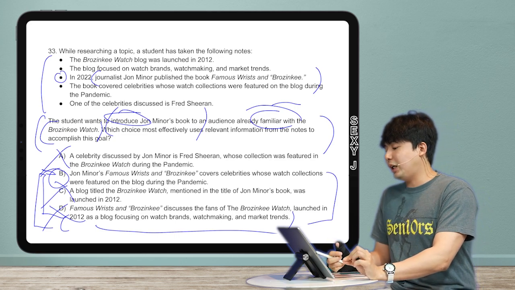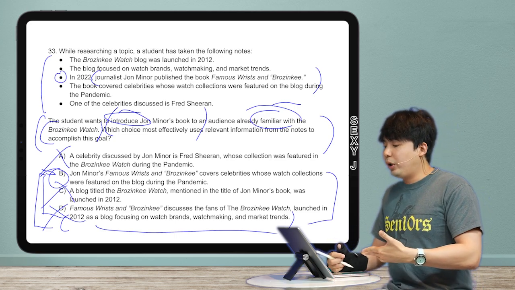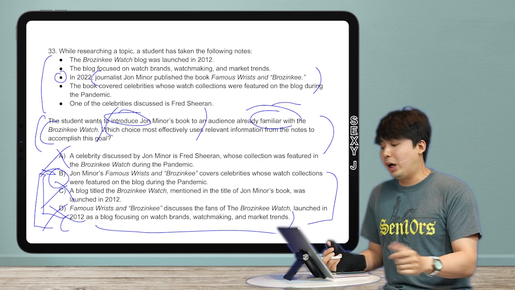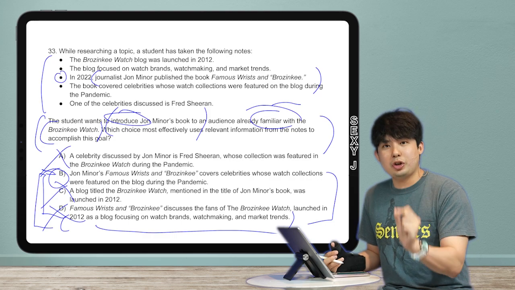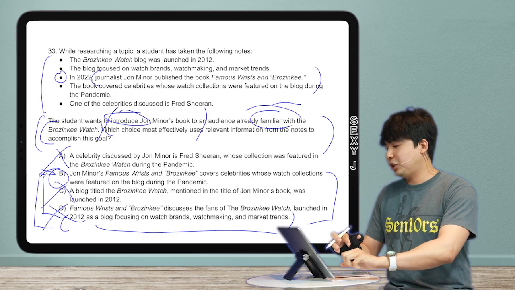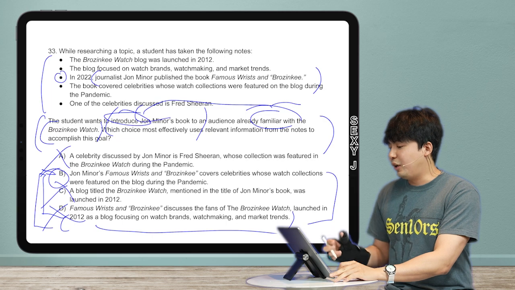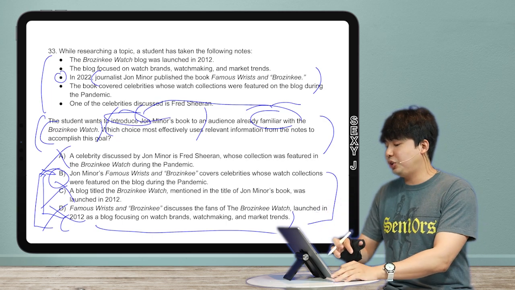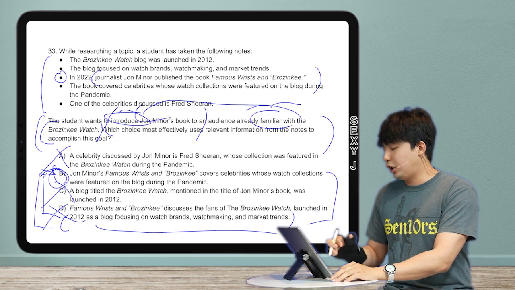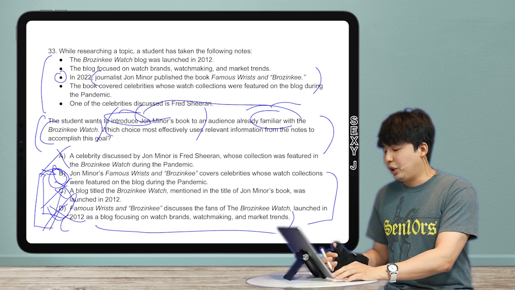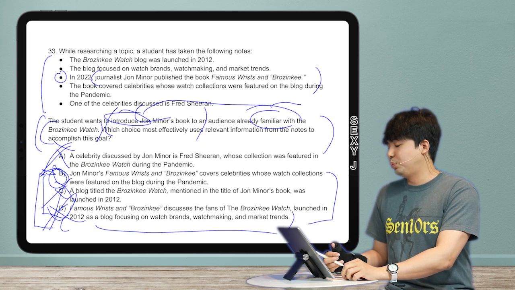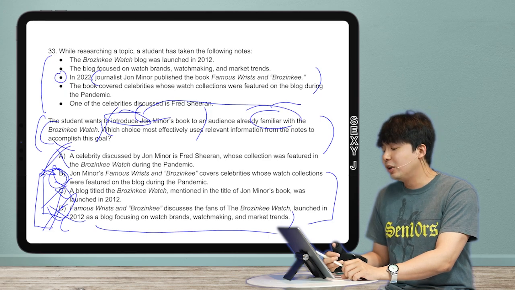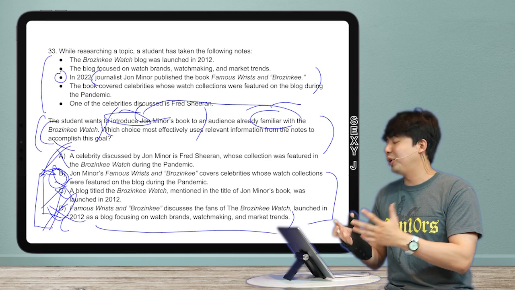Notice I didn't actually have to look at what is a proper introduction of the book. Why? Because we got rid of A, it didn't talk about the book. We got rid of C and D because they talked about stuff that was already familiar. So that's it, guys. The familiar introduction, even though it is super weird, is pretty easy to do. You just need to get rid of all the choices that have stuff about familiar things, and then get rid of the ones that don't introduce. So the answer here is B. John Miner's Famous Ritz and Brzezinski covers celebrities whose watch collections were featured on the blog during the pandemic. None of these things actually exist. I made them up, but it doesn't really matter.